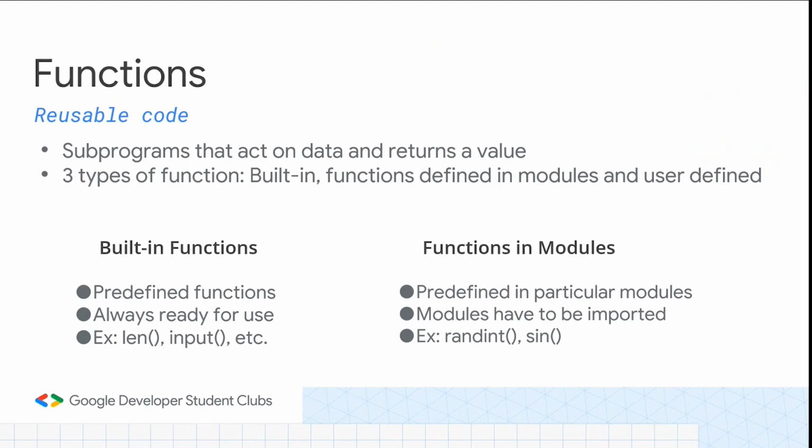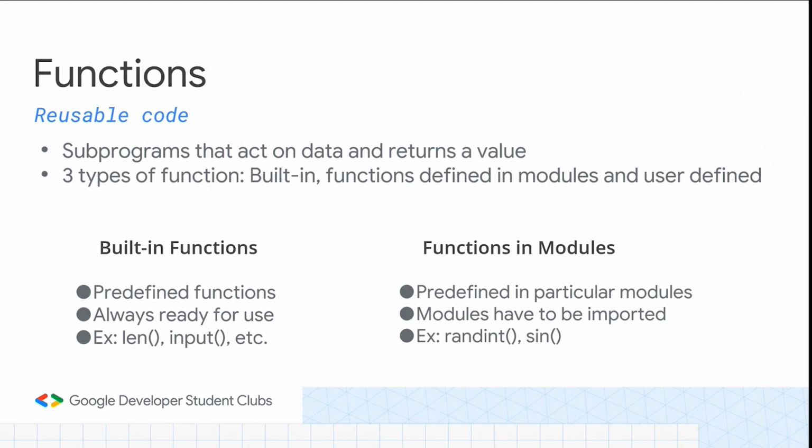So there are three types of functions: built-in functions, functions defined in modules like random, math, and many others, and user-defined functions, which will be made by the user. Built-in functions are always predefined and ready for use. Some common examples are the function which gives us the length of a string, a list, or a dictionary. Then you have the functions which are inside modules like random, int, sin. These give you a particular value. For this, you will have to import the module before.